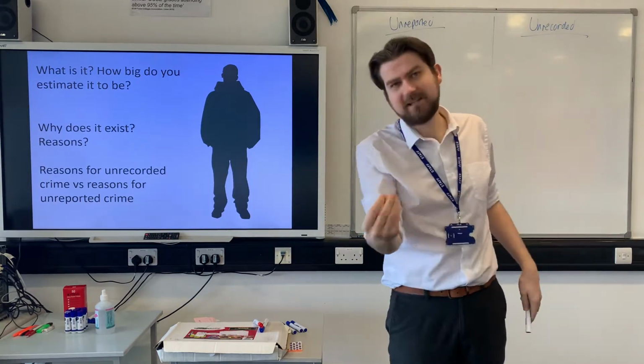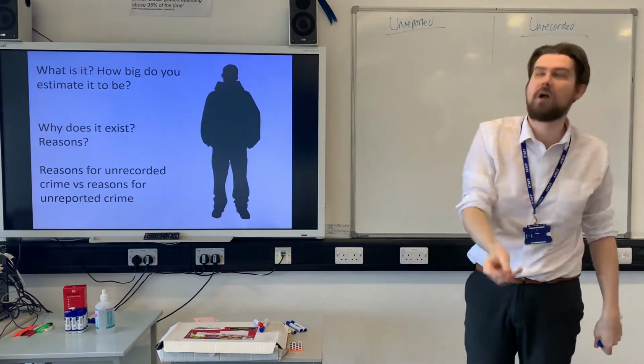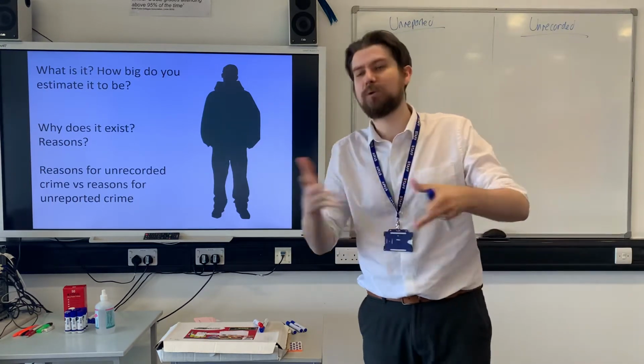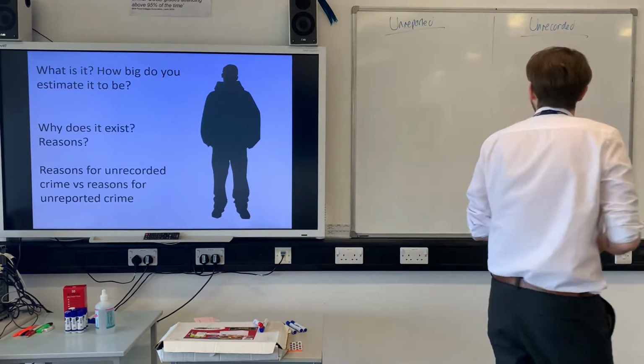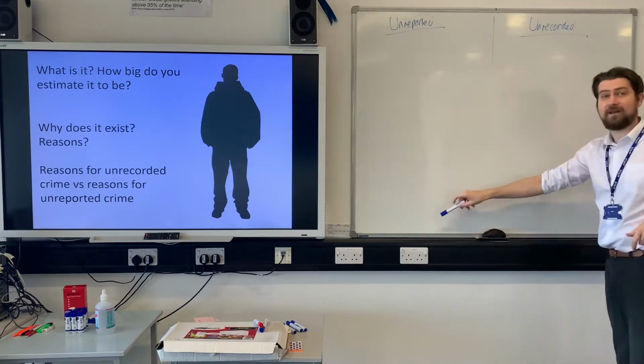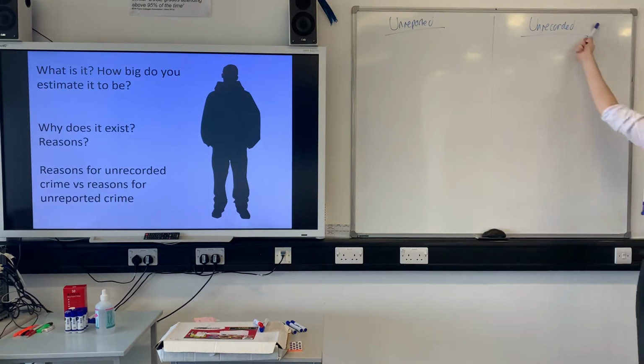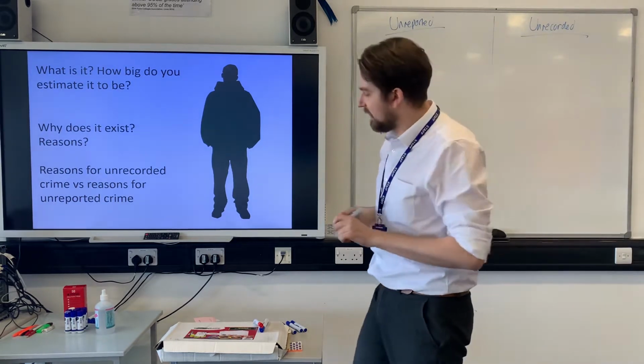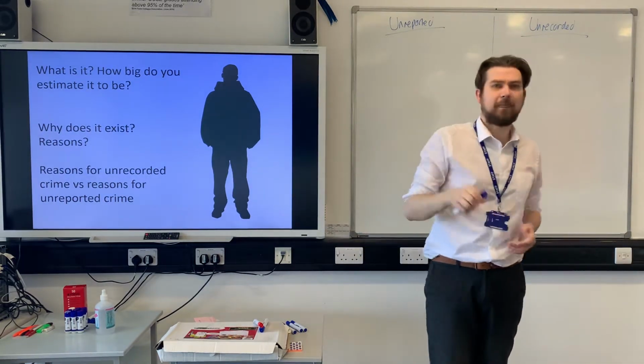Why might these instances take place whereby you are not going to tell the police? And there might be a multitude of different reasons. So this side is going to be the easiest one for you to fill out. The next side, though, is crime being unrecorded. Now this is a little bit trickier, okay?